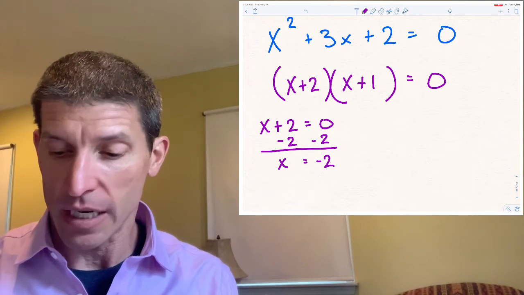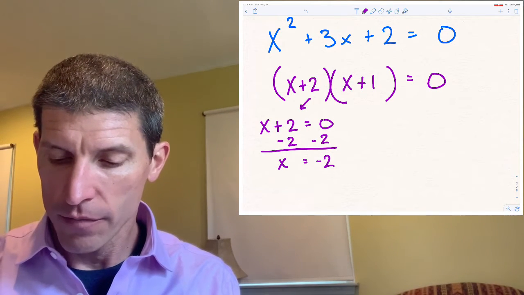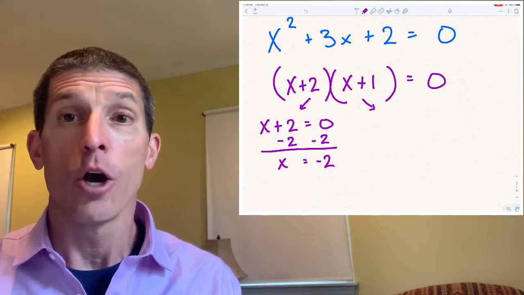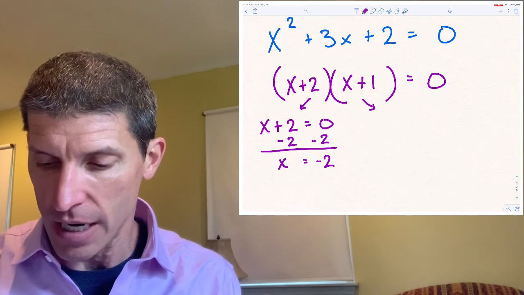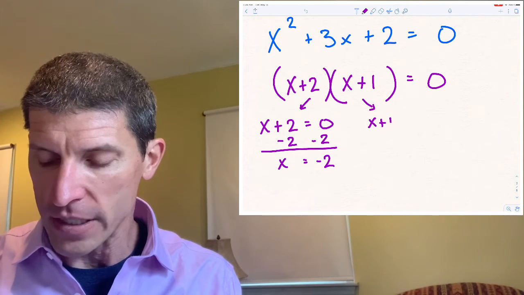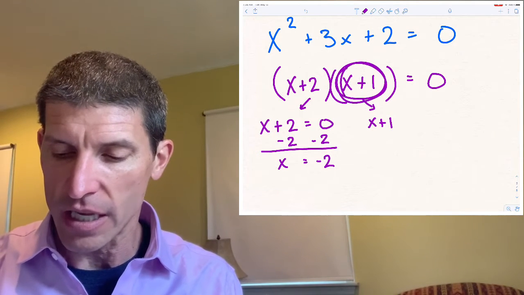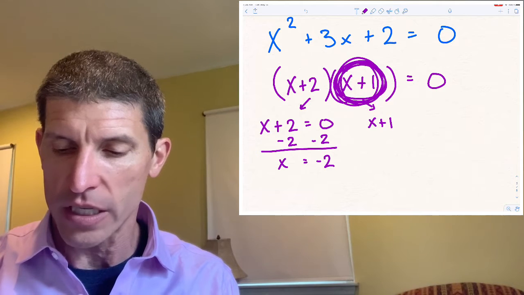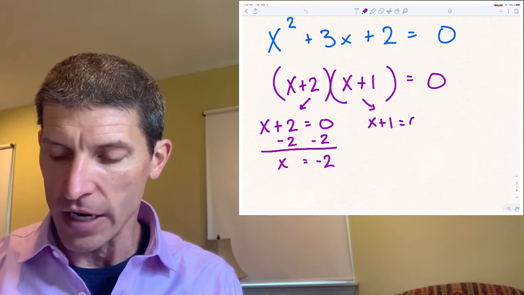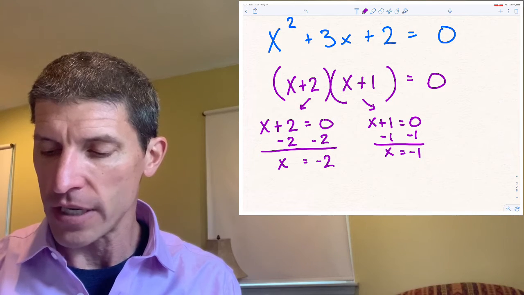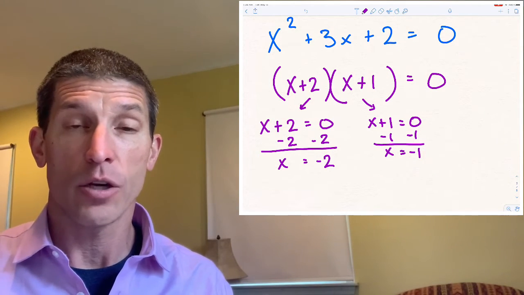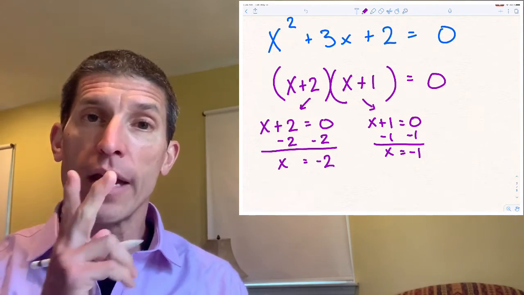Now let's talk about the second part of it. The second part could also equal 0. Heck, they might both equal 0 at the same time. But right now, what if the stuff on the inside there literally equaled 0? Well, if x plus 1 equaled 0, that would mean x would have to equal -1. That's the only way it would work. So it looks like we have two solutions.